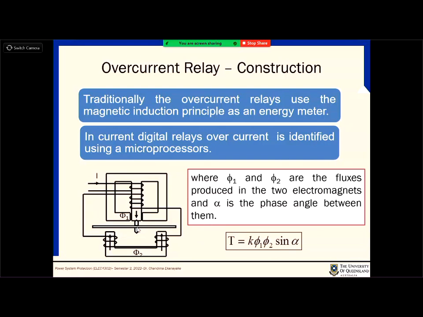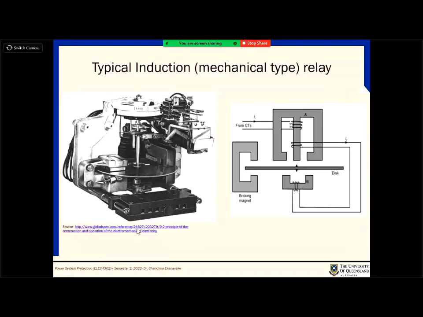So what you do is set the spring constant, or whatever the anti-torque on the disc, in a way that it will not rotate until the current exceeds a certain limit. Until that limit that we define, the torque is not sufficient to rotate it. Once it comes to that limit, the disc starts to rotate. So that's the simple mechanism.